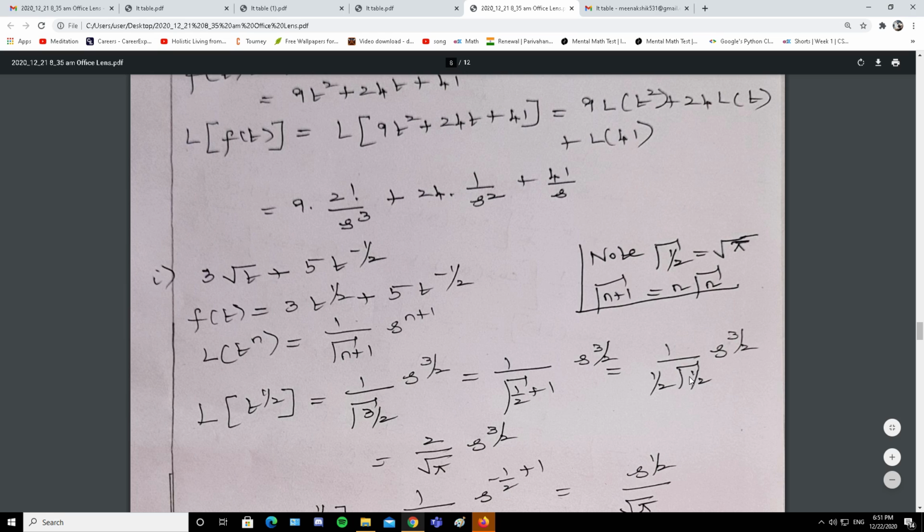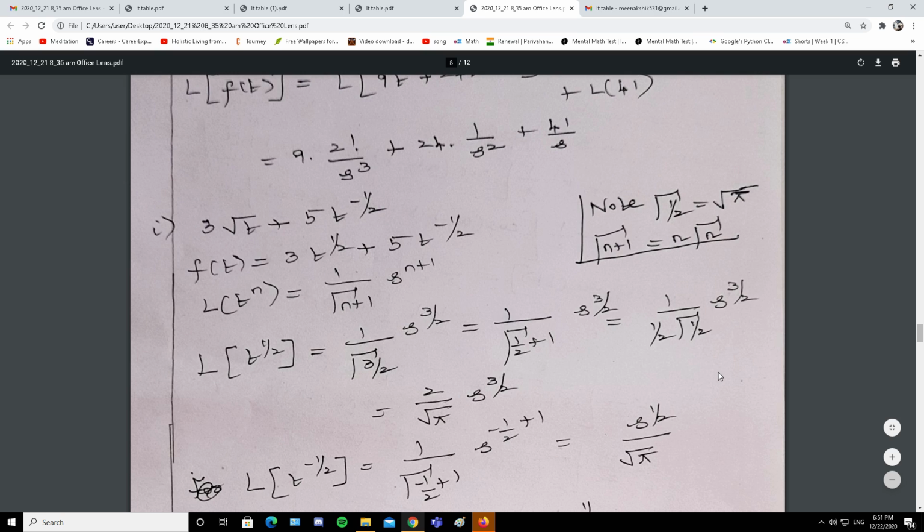So you have learned this in first year. Whenever you have gamma 3 by 2, gamma 5 by 2, gamma 7 by 2, you have to make use of this formula to reduce it to gamma half. So 3 by 2 can be written as half plus 1. So gamma of half plus 1 by s power 3 by 2. So what is gamma of half plus 1? Half gamma half. What is gamma half? Root pi. So half root pi by s power 3 by 2, which is the same as 2 by root pi s power 3 by 2. So Laplace of t power half is 2 by root pi s power 3 by 2.